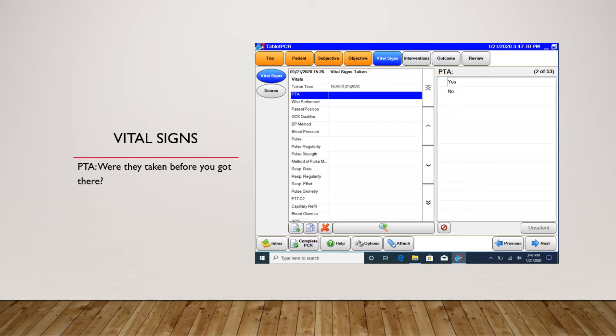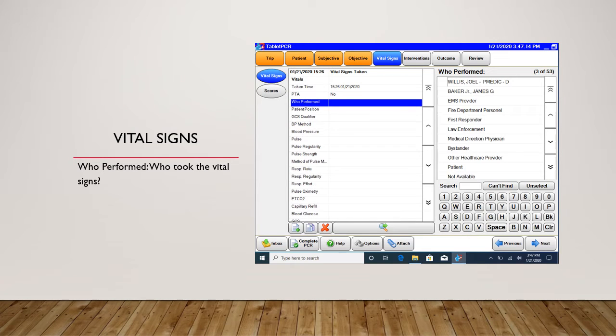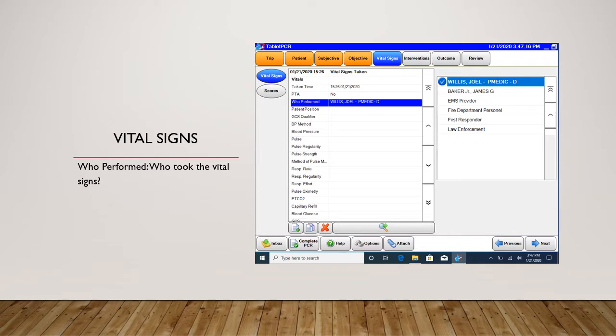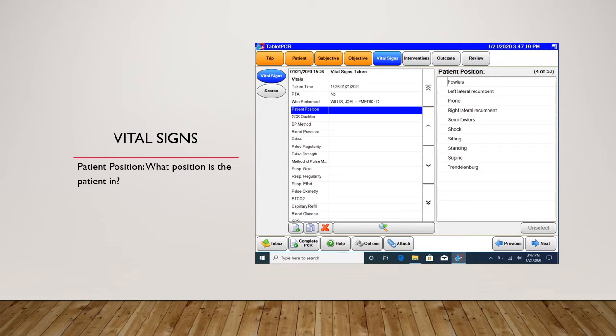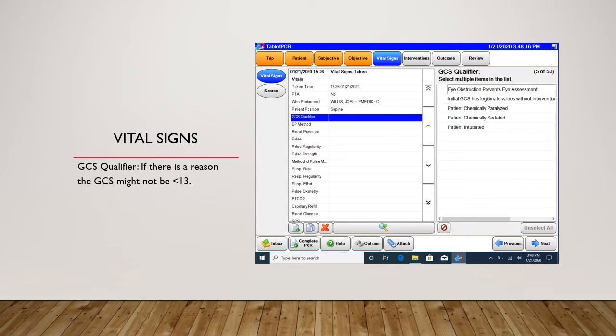PTA wants to know if it was taken before you got there. Who performed the vital signs, or who took the vital signs? Put me down. Patient position when the vital signs were obtained. GCS qualifier, if there's a reason it might not be below, or might be below 13. Initial GCS values without intervention is what you're going to put most of the time on there.